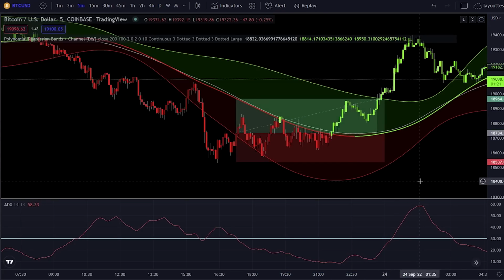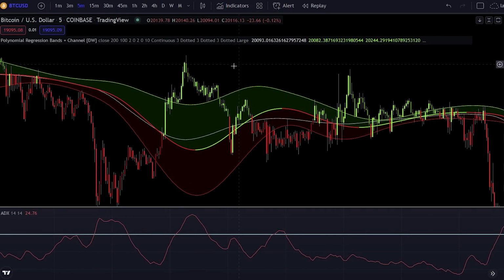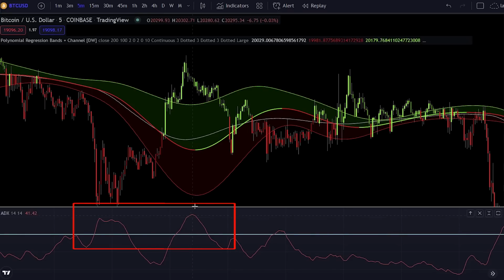Now let's take a look at when to enter a sell position. Firstly, the price needs to cross back under the upper band. Secondly, we will be using the ADX indicator as confirmation. The ADX will need to have recently been above the 30 line. This means that the market volatility is high, indicating that we are currently in a trending market.